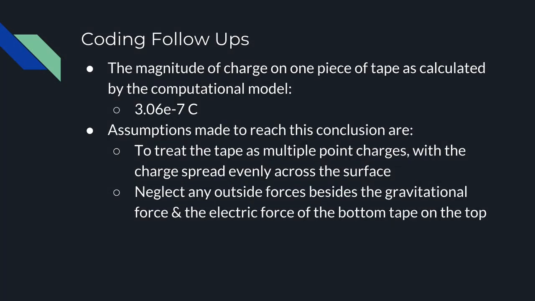The magnitude of charge on one piece of tape, as calculated by the computational model, was 3.06 times 10 to the -7 coulombs, and the assumptions made to reach this conclusion were to treat the tape as multiple point charges with the charge spread evenly across the surface, and to neglect any outside forces besides the gravitational force and the electric force of the bottom tape on the top tape.